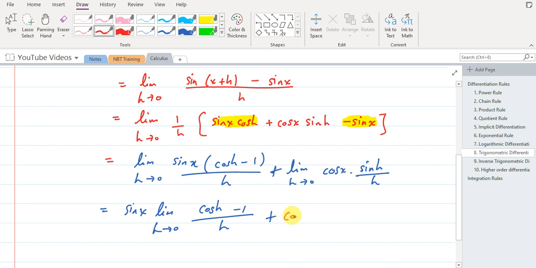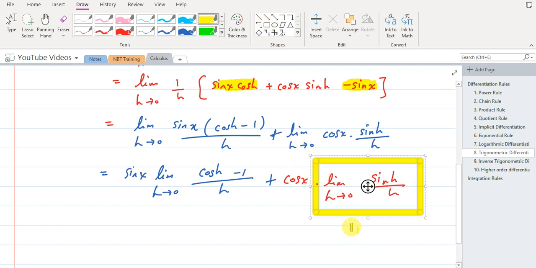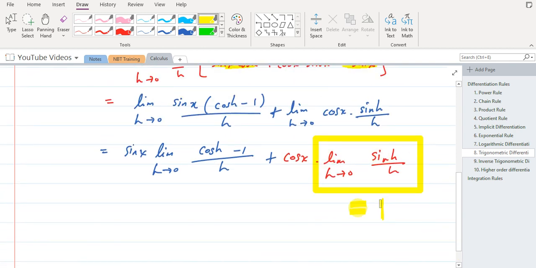Plus cos x into limit as h approaches 0 of sine h over h. Now this part over here is equal to 1, right? There is a proof in mathematical texts that the limit as h approaches 0 of sine h over h is equal to 1, or you can just use a short form of L'Hopital's rule. You can see you're getting 0 over 0, which is an indeterminate form for L'Hopital's rule. You can differentiate the top, you're getting cos h over 1, directly substitute, and you should get 1.